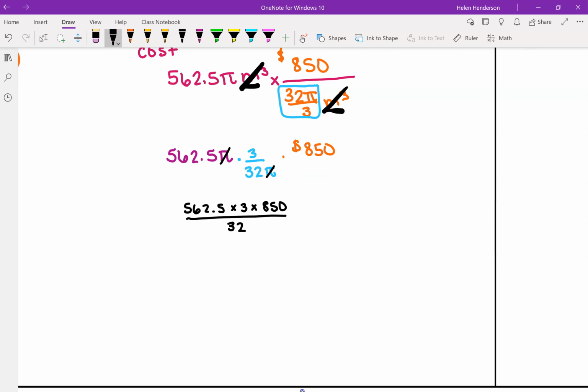Let's get that math. So 562.5 times 3 times 850 makes like 1,434,375. And I have to divide that by 32. So I get $44,824.22.